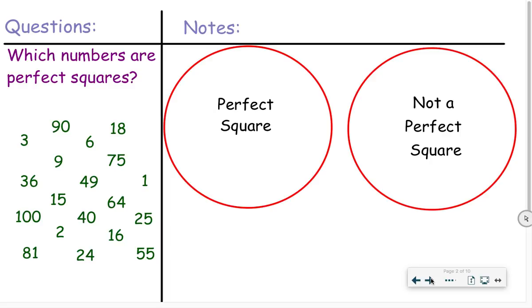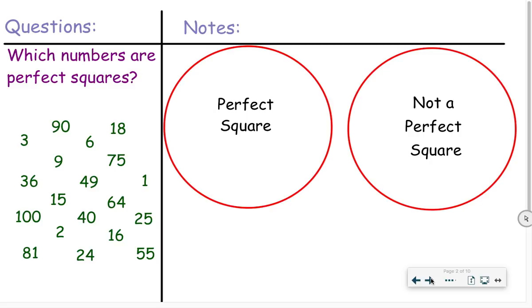All right, which numbers are perfect squares? So we have two circles up here. One circle that says perfect square and one circle that says not a perfect square. Remember, a perfect square is where a number times itself equals that number. And we're not going to do all of these numbers, we're just going to do some of them. Feel free to write them into the circle. You don't have to write them on the left-hand side if you don't want to in your notes. Just drag them over to the correct circle.